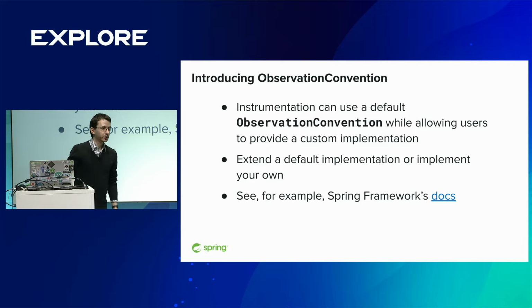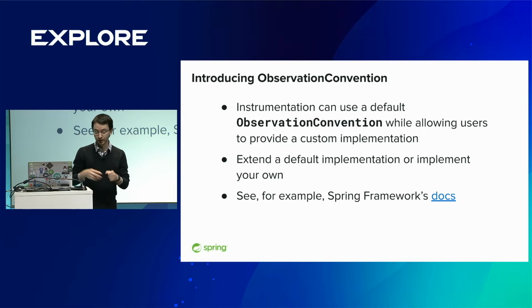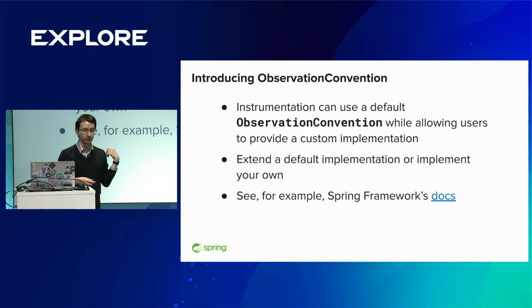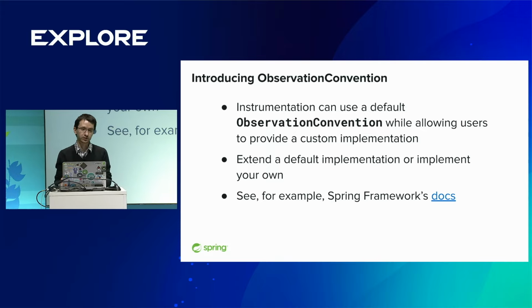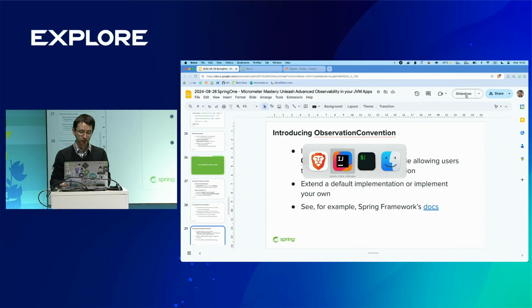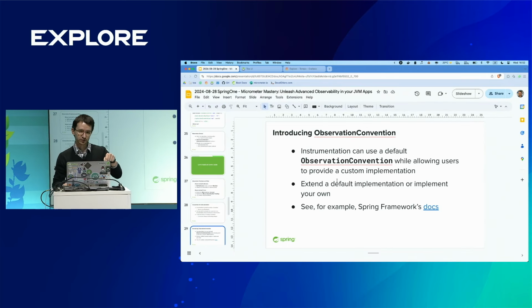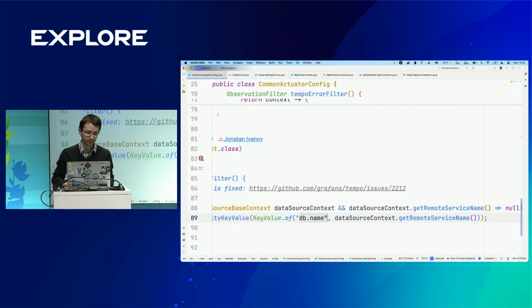You can create these conventions in two ways. One, from scratch. It's a very simple interface. You don't need to implement a bunch of things. Second, you can extend the default one and just override the part that you need. Spring Framework, by the way, or I would say every instrumentation that we have in the Spring portfolio, follows this concept. They will provide you a way to inject this convention and decide about or override these names. So let's look at some code again.